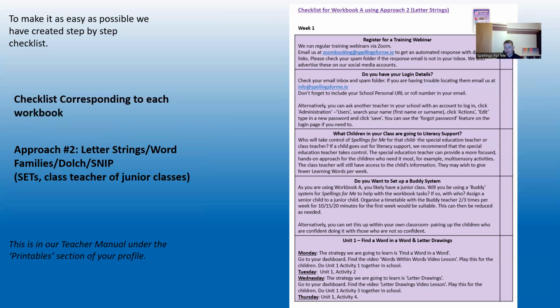If you look at this checklist here for workbook A, I want you to look at the bottom part of it here, unit 1, just to guide you how it goes through week by week. So on Monday, what are you going to do? The strategy you're going to learn today is find a word in the word. As a class, go to your dashboard as a teacher, find a video lesson, words within words video lesson, play this for the students, do unit 1, activity 1 together in school. Tuesday, unit 1, activity 2. Wednesday, what to do. Thursday, what to do. It goes into week 2, week 3, week 4, and so on.